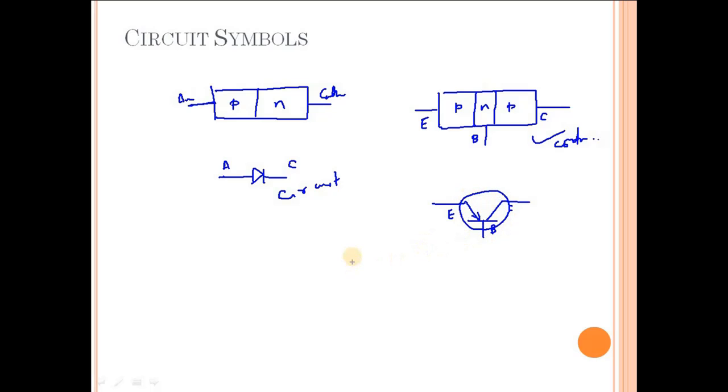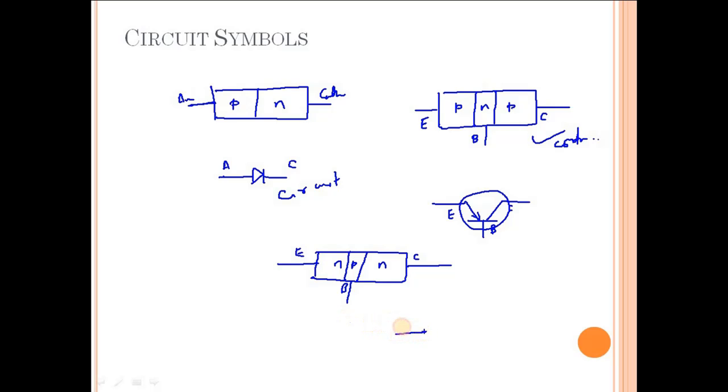Similarly, if we have an NPN BJT, we know that construction wise the NPN BJT will look somewhat like this. In the middle we have the P, here we have N, and we have N. So let's say this is emitter terminal, this is collector terminal, and this is base terminal. If you want to have the circuit symbol for the NPN BJT, it will look somewhat like this.